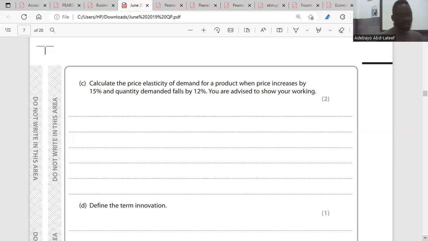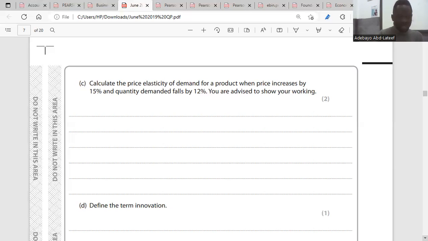For the quantity, our Q1 will still be 100, and our Q2 will be 100 minus 12, which is 88. Do we get it? So P1 is 100, P2 is 115, Q1 is 100, Q2 is 88. Now percentage change in the quantity demanded over percentage change in price: Q2 minus Q1 over Q1 divided by P2 minus P1 over P1. So we have 88 minus 100 over 100 divided by 115 minus 100 over 100.